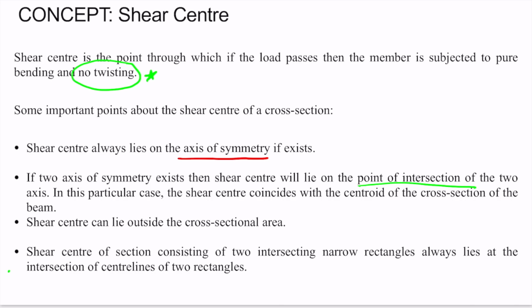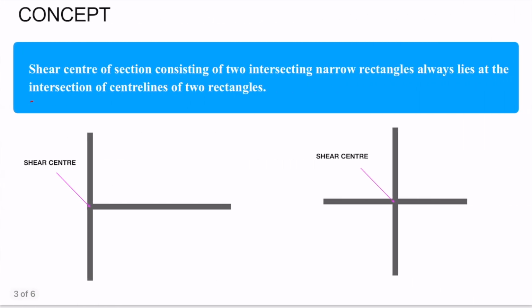The fourth and the most important point for this question is that the shear center of a section consisting of two intersecting narrow rectangles always lies at the intersection of the center lines of the two rectangles. So we'll discuss this point in detail. Here we can see the two diagrams, A and B. In diagram A as well as in diagram B, there are two narrow rectangles which are intersecting at a point. So according to this fourth point, the shear center will lie at the intersecting point. So here will be the shear center.